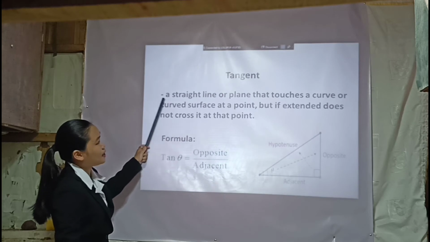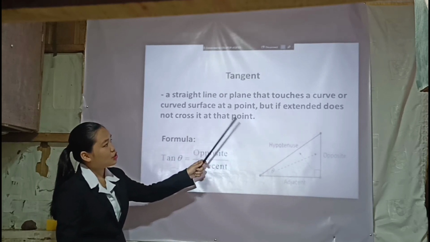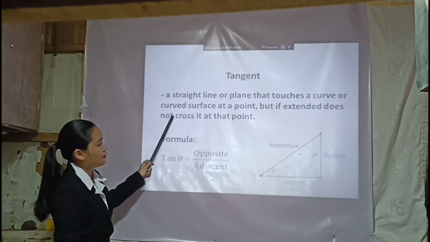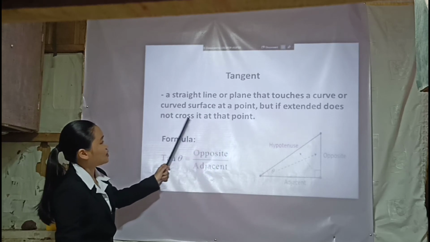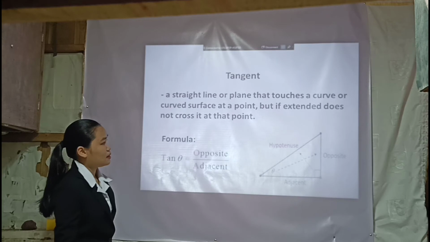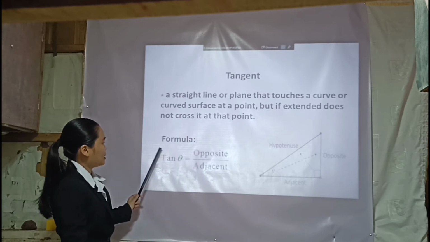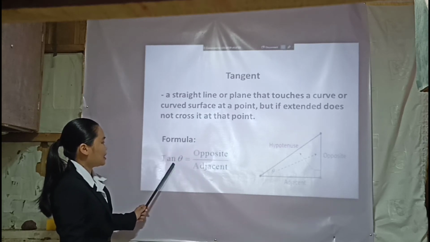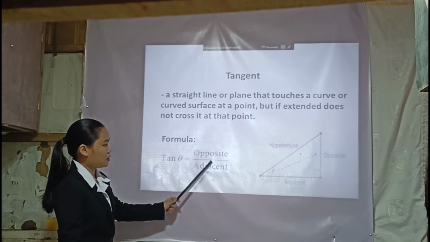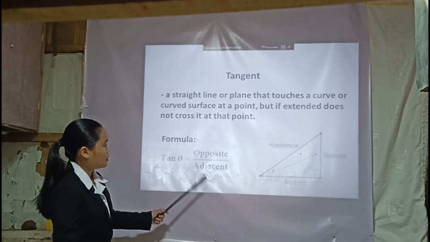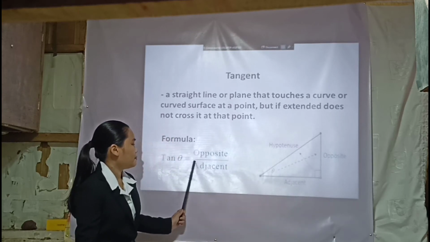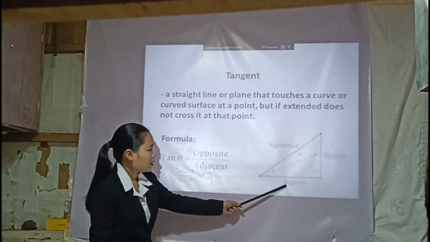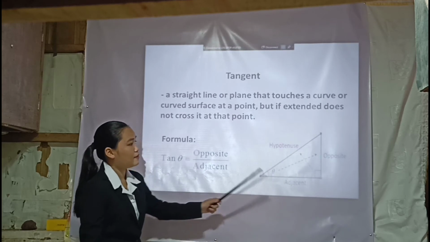Next is tangent. Tangent is a straight line or plane that touches a curve or curved surface at a point, but if extended, does not cross it at that point. So, the formula of tangent is tangent theta equals opposite over adjacent. So, this is opposite over or divided by the adjacent, which is the nearest side of an angle.